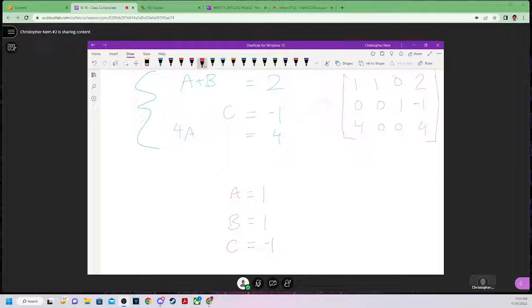So you don't even need to do it in your calculator. This is why I say that you can just put it in your calculator for these problems, for the matrix, and then just say reduced row echelon form or something like that. So these are my solutions to the system.